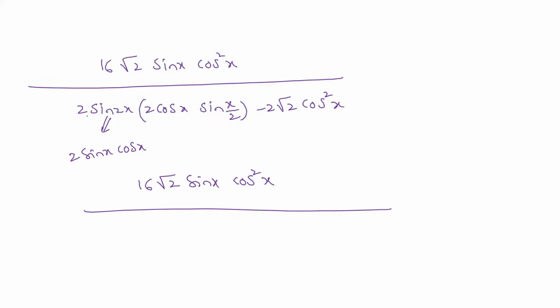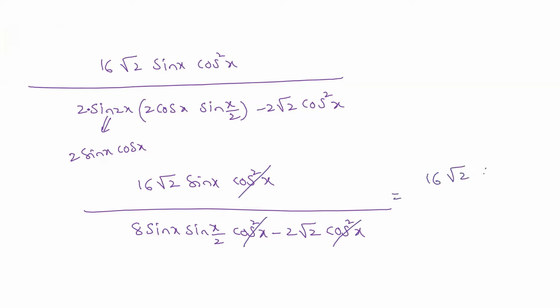So ultimately we get 16 root 2 sine x cos square x upon, in the denominator, there is already one 2 present here, this 2 times, and there is one more 2, so that gives you 8: 8 sine x into sine x by 2 into cos square x, minus 2 root 2 cos square x. Now from the denominator we can take cos square x common, and the cos square x terms get cancelled. So ultimately this is 16 root 2 sine x upon 8 sine x by 2 minus 2 root 2. That is the simplification of everything.